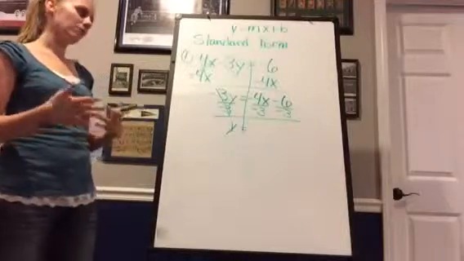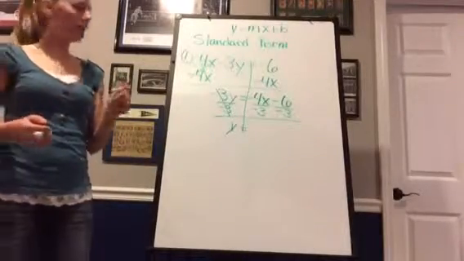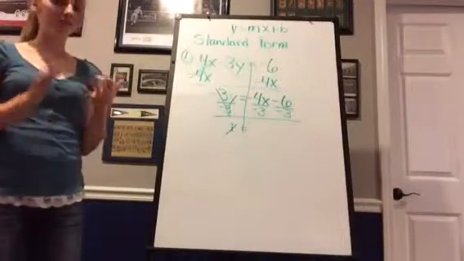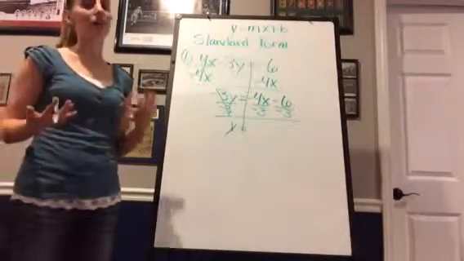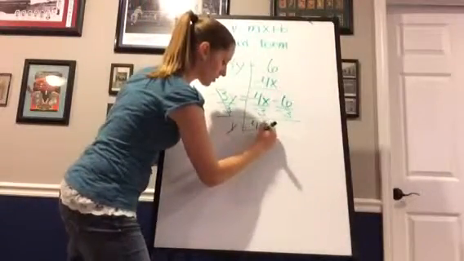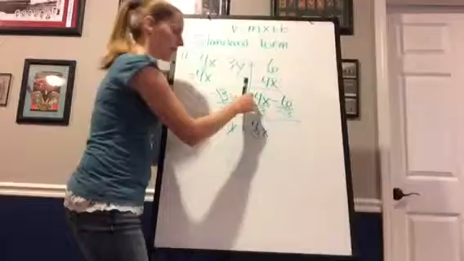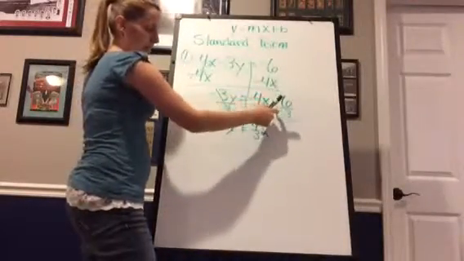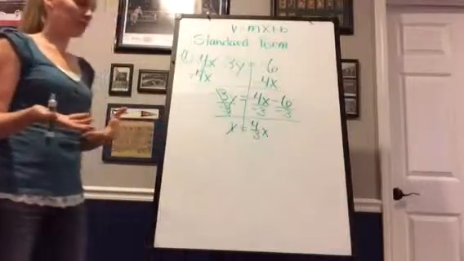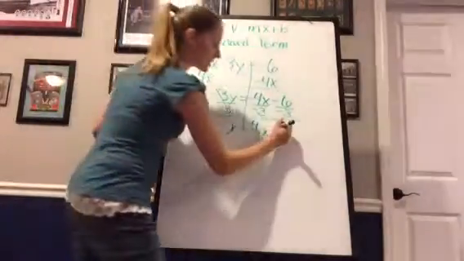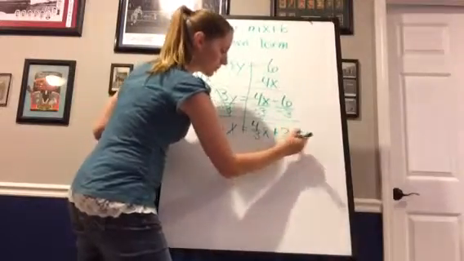I can't simplify 4 over 3. However, I can simplify my negatives. Remember, a negative divided by a negative is actually a positive. So this becomes positive 4/3 x. Negative over negative is a positive. Negative 6 divided by negative 3, that I can work out. Negative 6 is divisible by negative 3, and that gives us a positive 2.